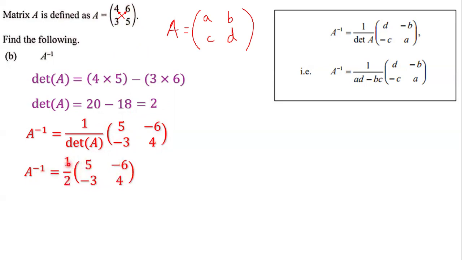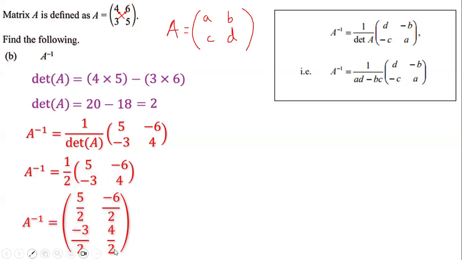Now we're going to take 1 over 2, or half, and multiply it by each entry in this matrix. And so we have 1 over 2 multiplied by 5, which gives us 5 over 2. 1 over 2 multiplied by negative 6 gives us negative 6 over 2. 1 over 2 multiplied by negative 3 gives us negative 3 over 2. And 1 over 2 multiplied by 4 gives us 4 over 2.